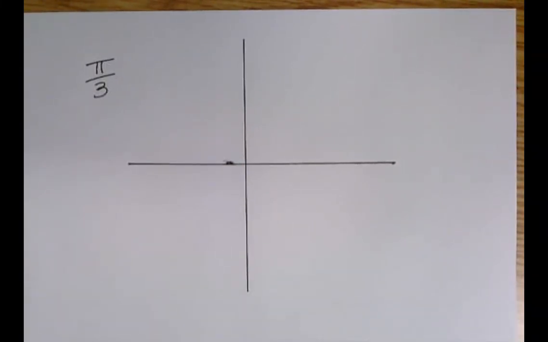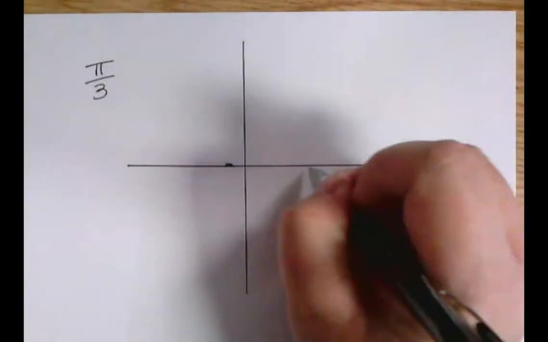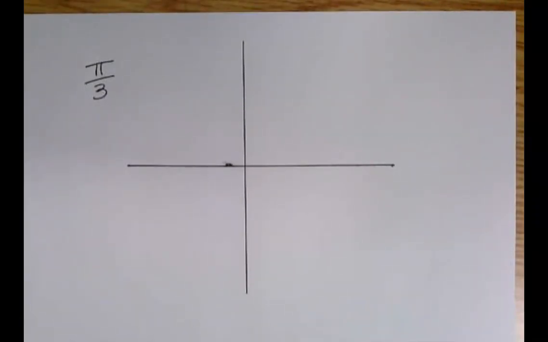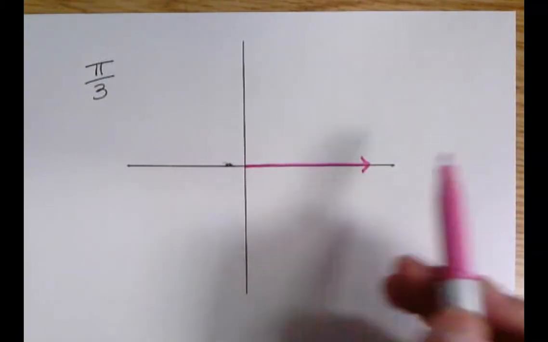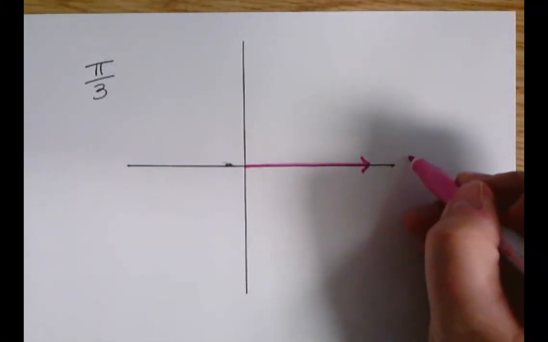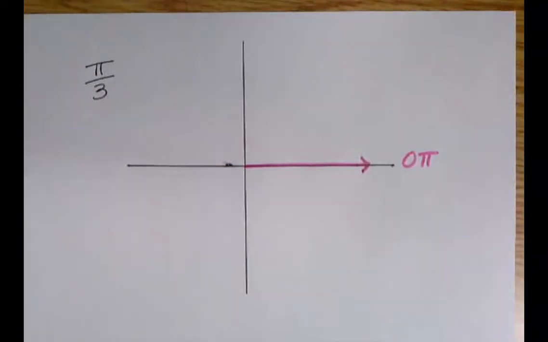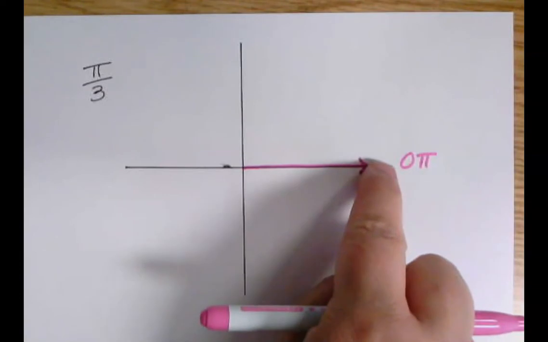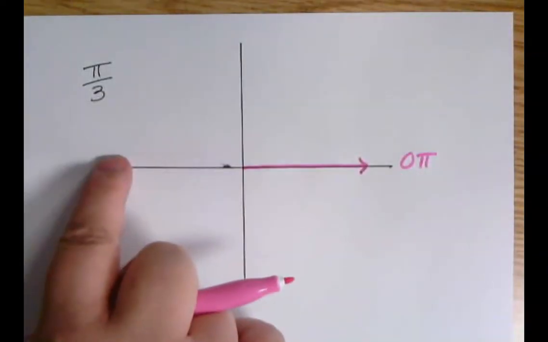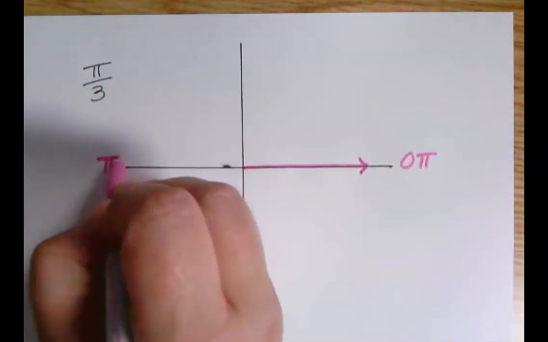Okay, well, we already know that this is where we're going to start. So our initial side has to go point over here. This is like my 0. So this is, in this case, we're not using degrees, we're using radians. So this is like 0 pi. All right. Now, we talked earlier about how 180 degrees was the same as 1 pi. So that means if I go halfway around the circle, this is 1 pi.